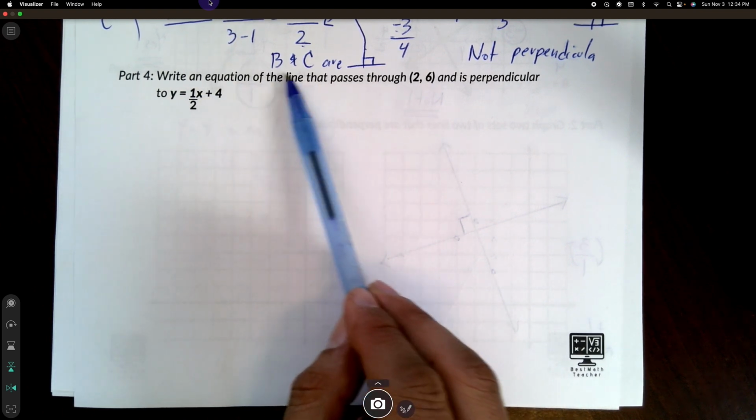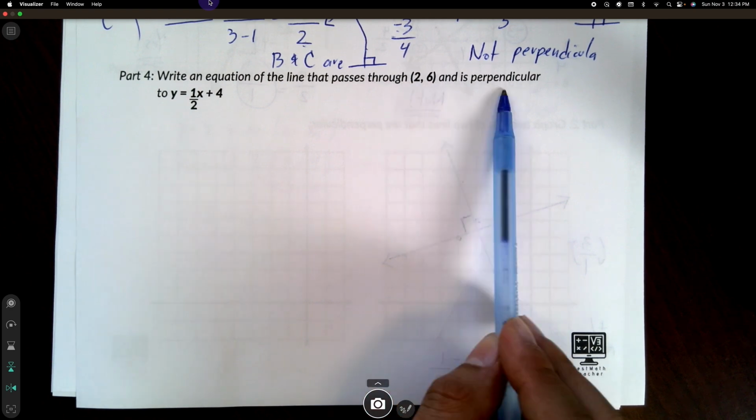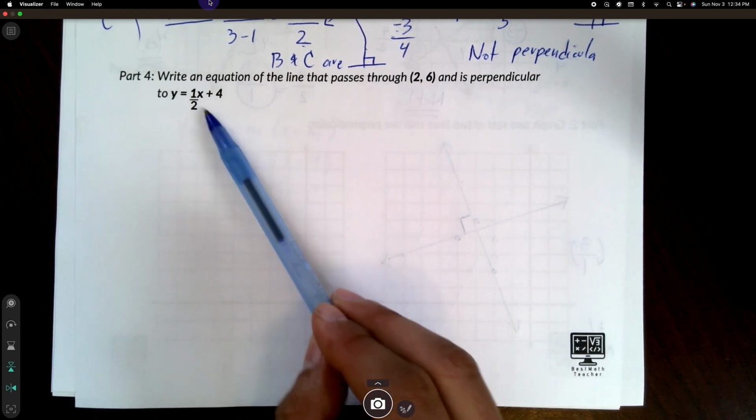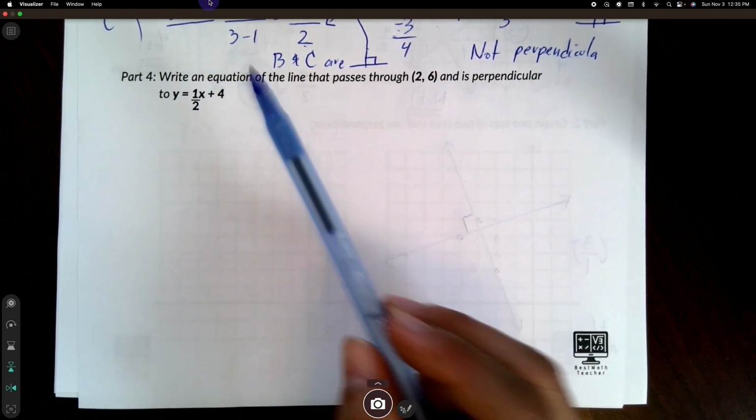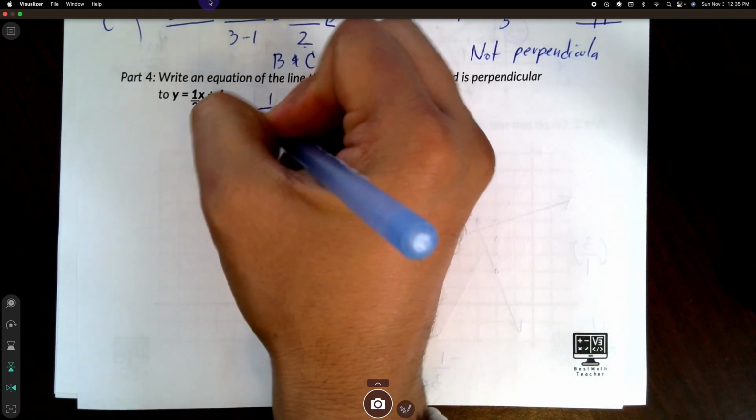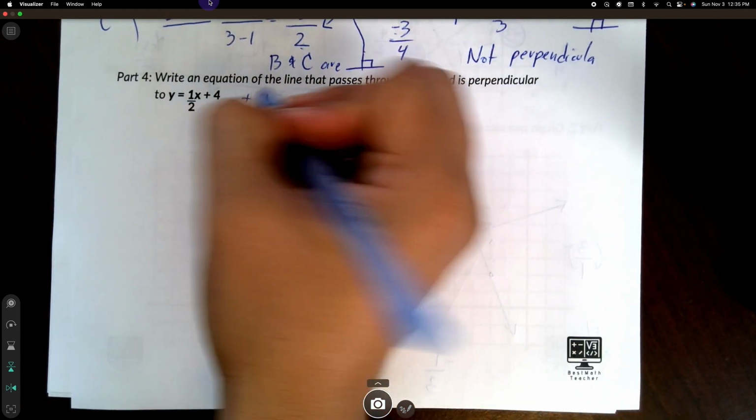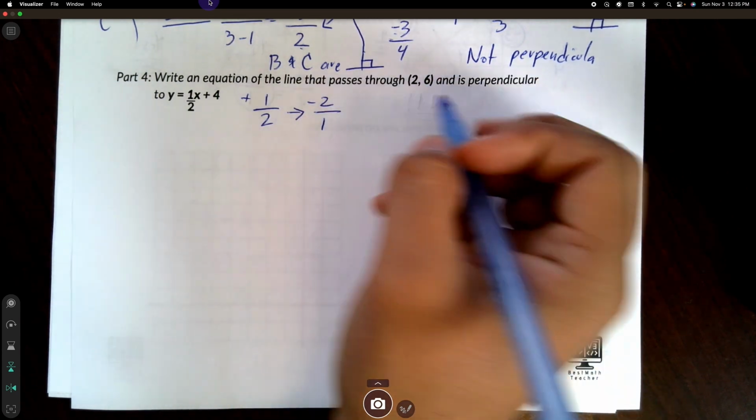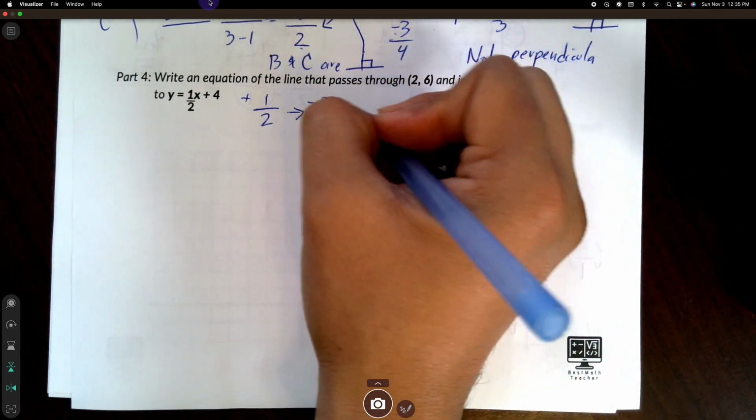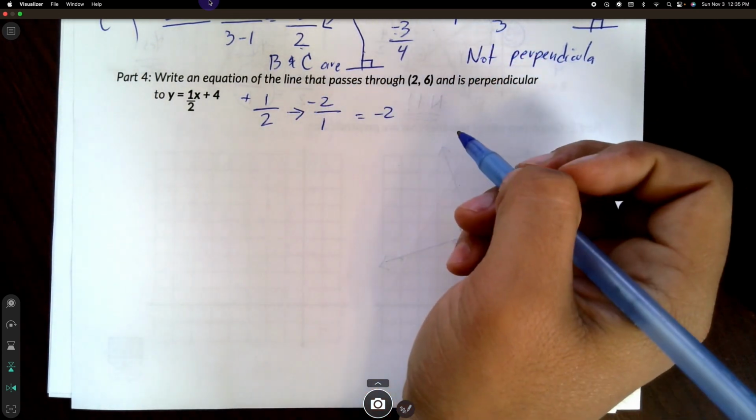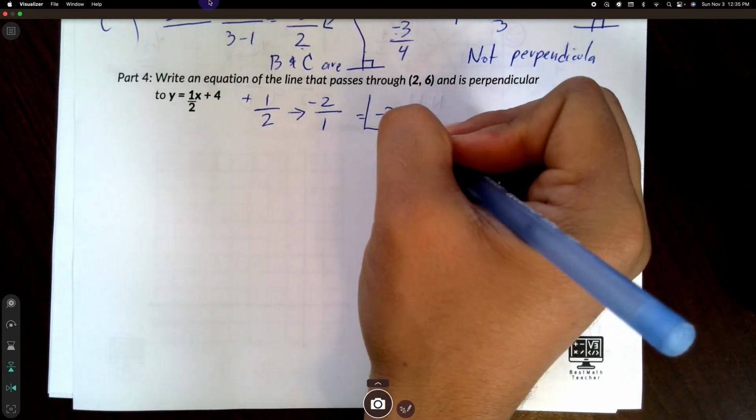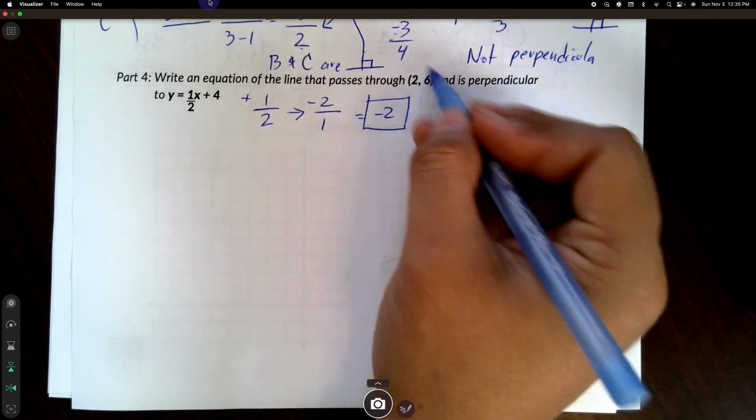We need an equation of a line that passes through this point but is perpendicular to that one. If I want something perpendicular to this, I just have to flip the slope. So instead of 1 over 2, this is going to be 2 over 1. And since this is positive, this is going to be negative, so this is just equal to -2. That's our slope, so we have a slope of -2. And we needed to go through that point.